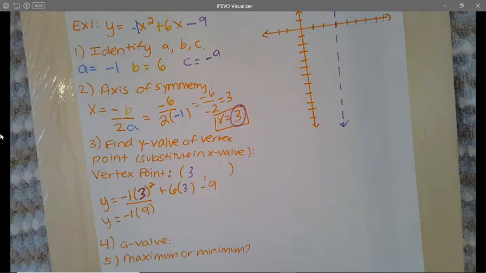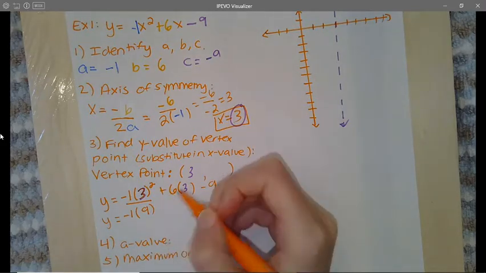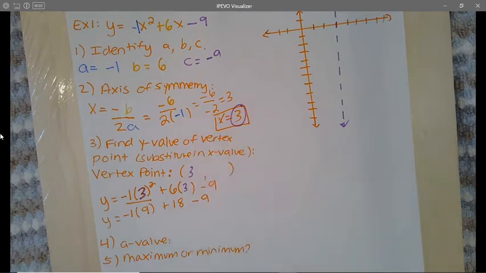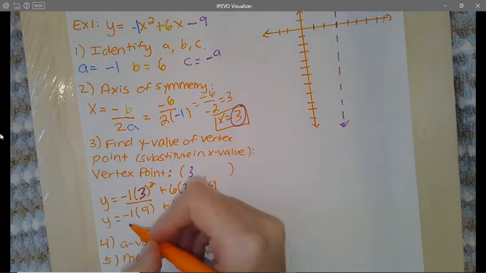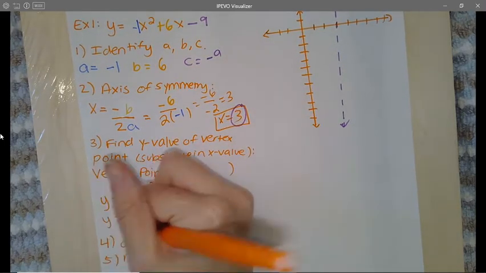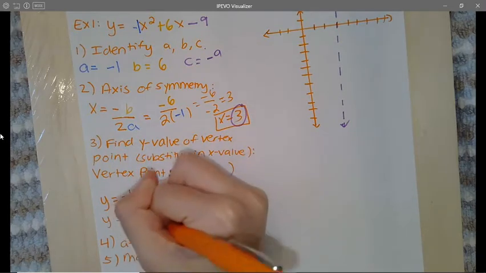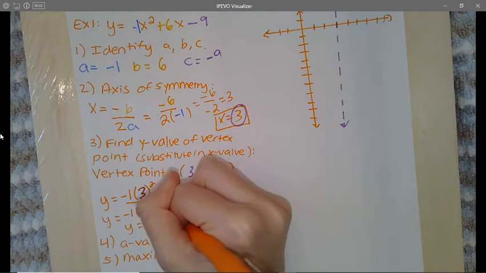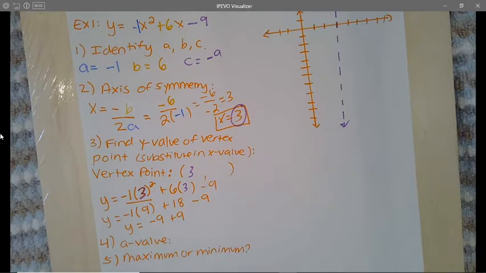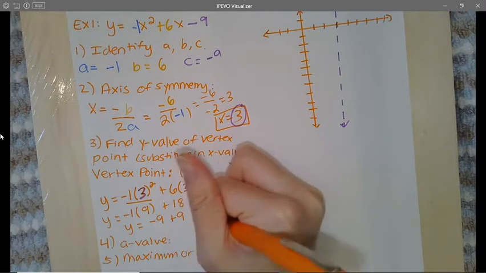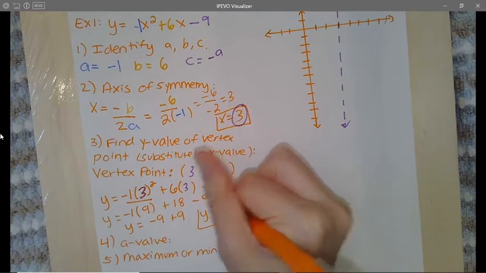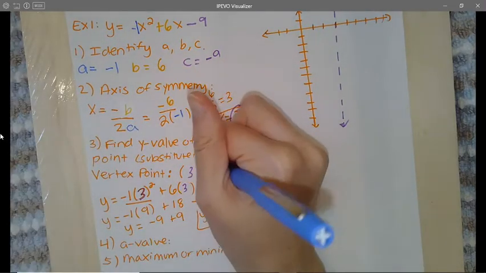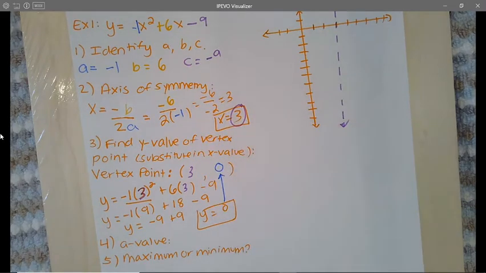All right, and I'm just going to keep simplifying. So 6 times 3 is 18, and I'm just going to throw the minus 9 on the end. All right, let's combine some of these. So I have y equals negative 1 times 9 is negative 9, and 18 minus 9 is positive 9. And guess what, you guys? Negative 9 plus 9 is 0. So the y value of my vertex point is 0. So that's where that's coming from.